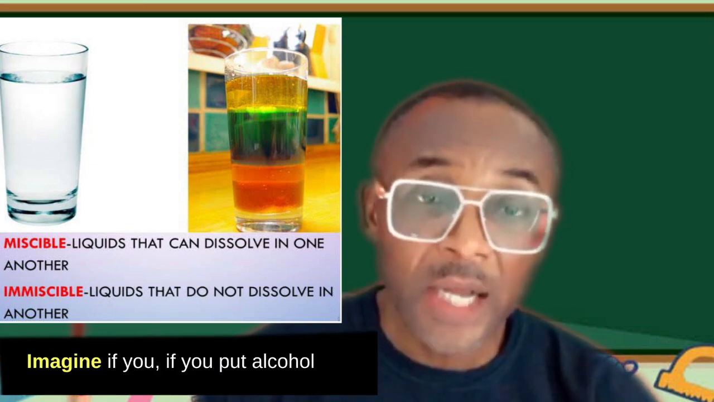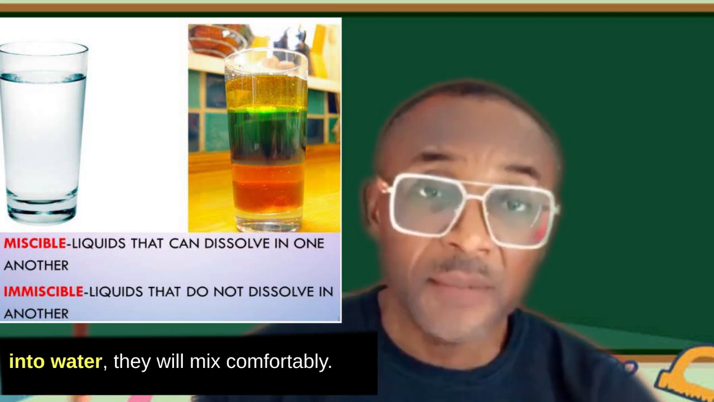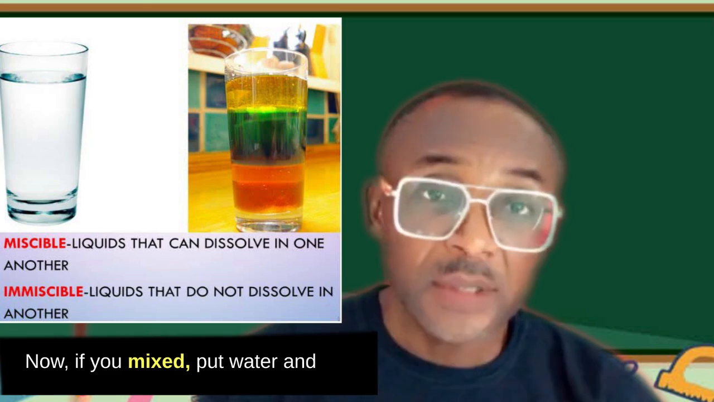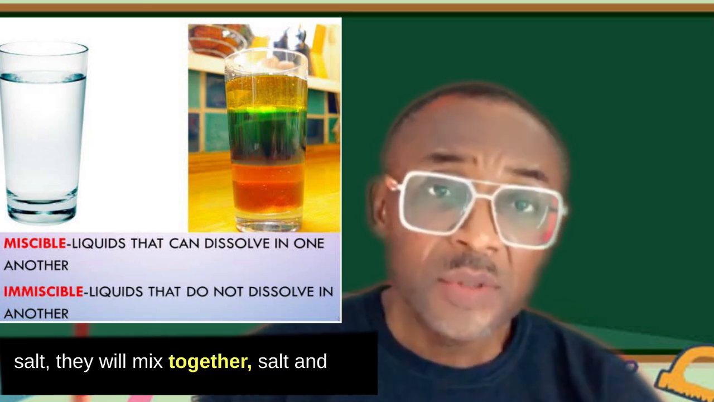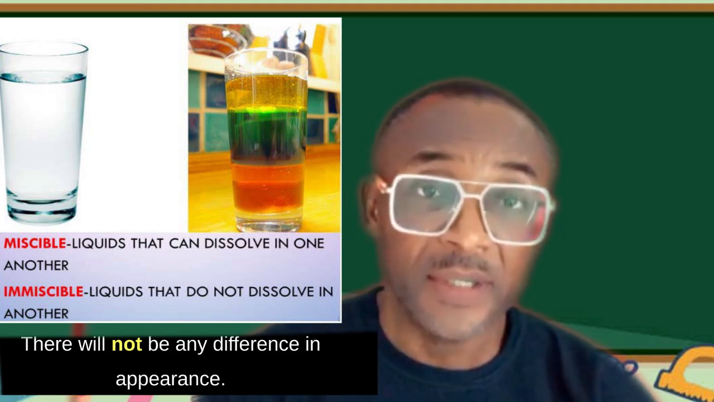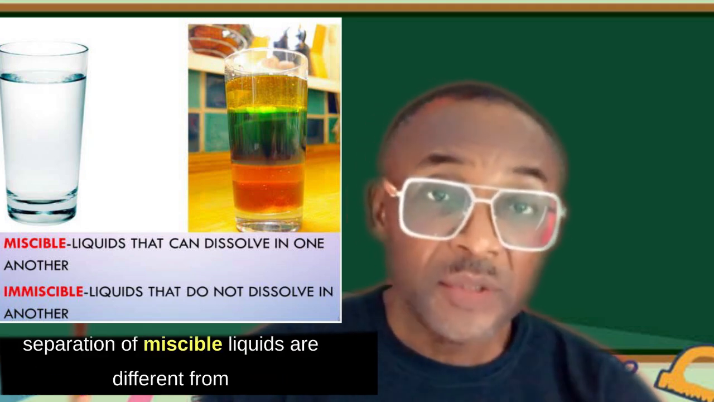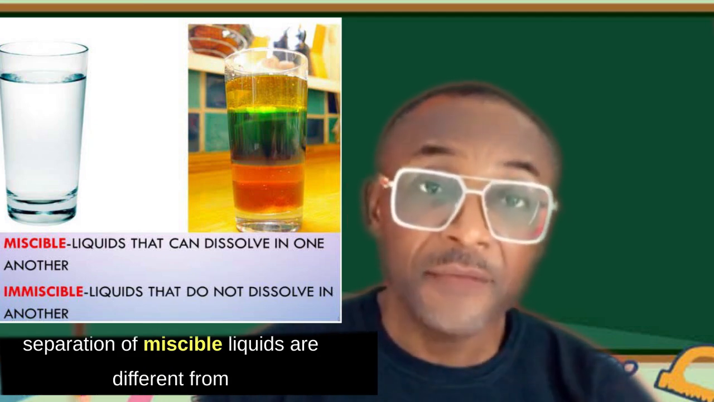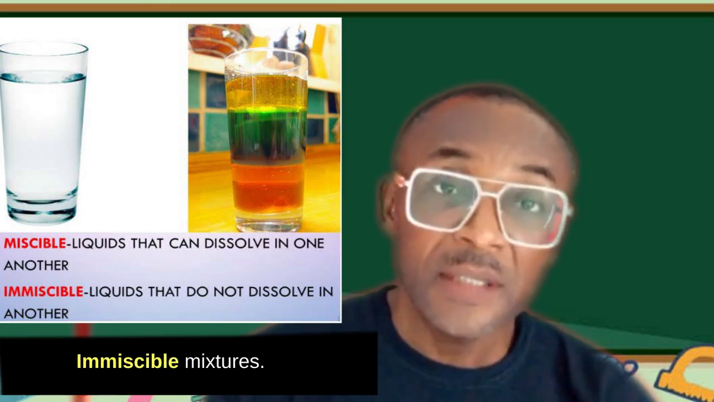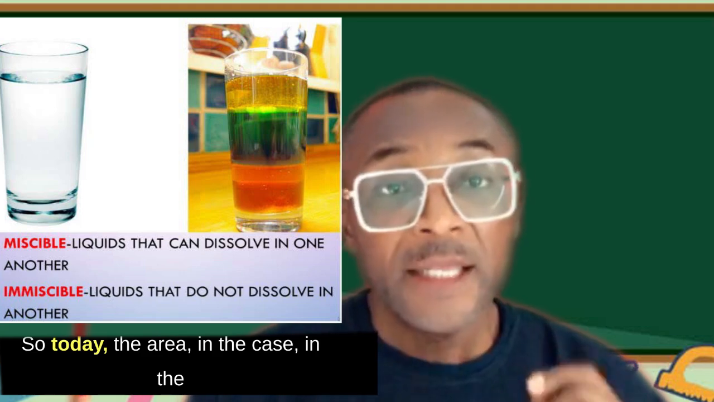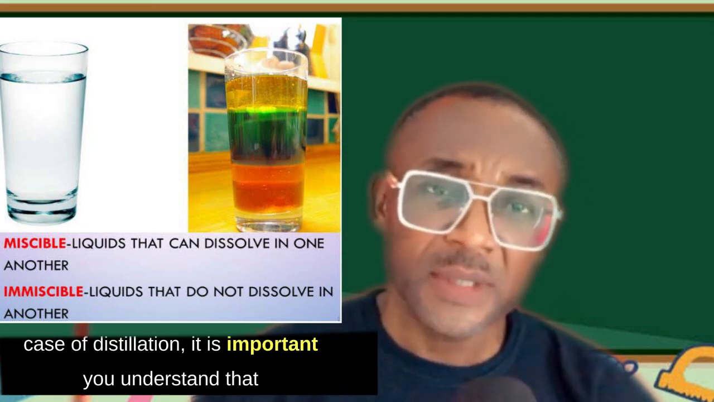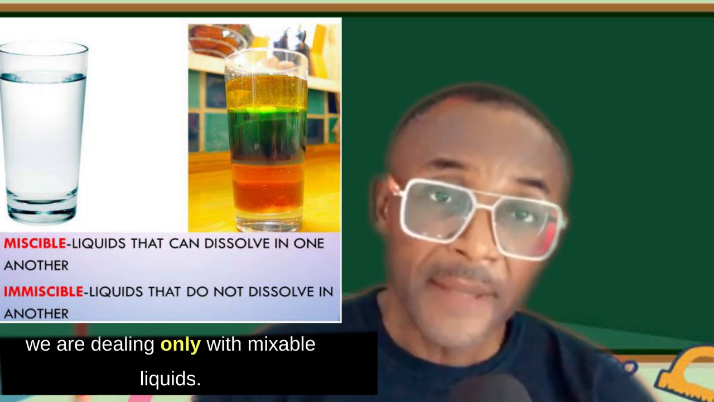Imagine if you put alcohol into water, they will mix comfortably. You will not know the difference by mere touching it or by mere looking at it. Now, if you put water and salt, they will mix together. They will remain colorless. There will not be any difference in appearance. So for that reason, the way of separation of miscible liquids is different from the way of separation of immiscible mixtures. So today, in the case of distillation, it is important you understand that we are dealing only with miscible liquids.